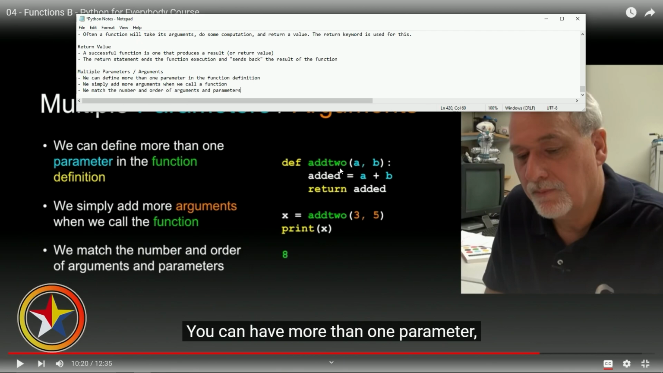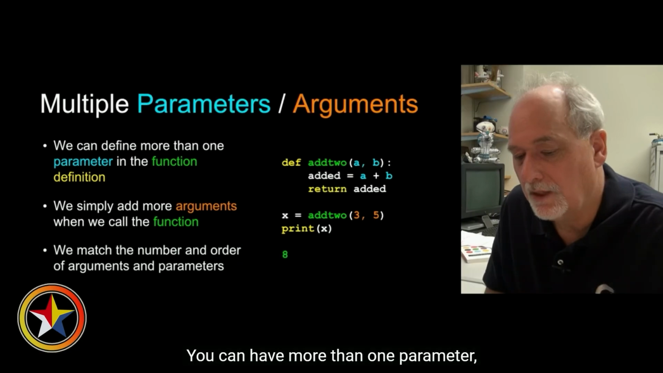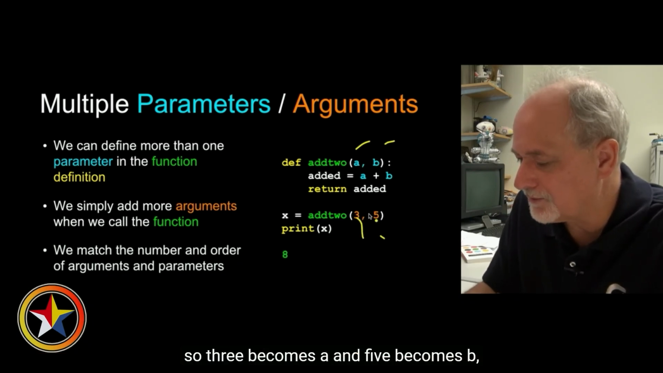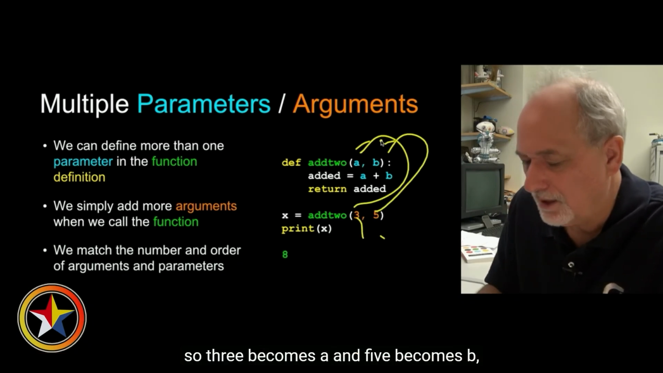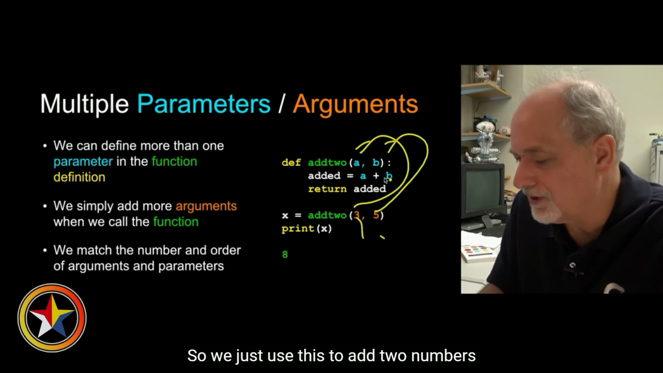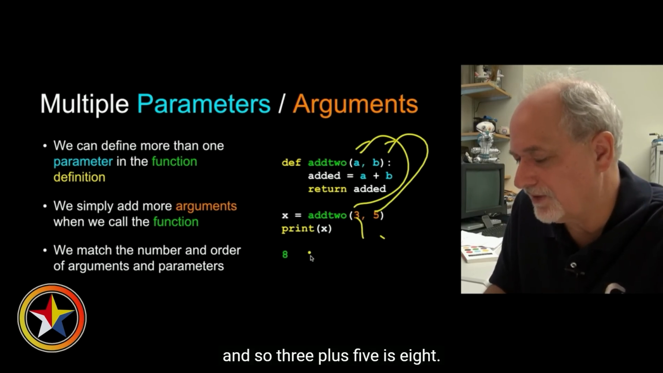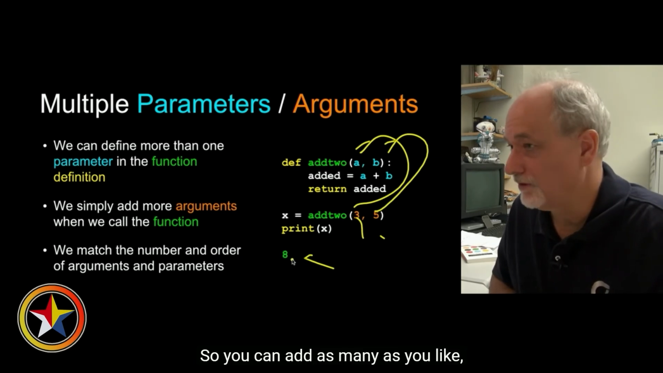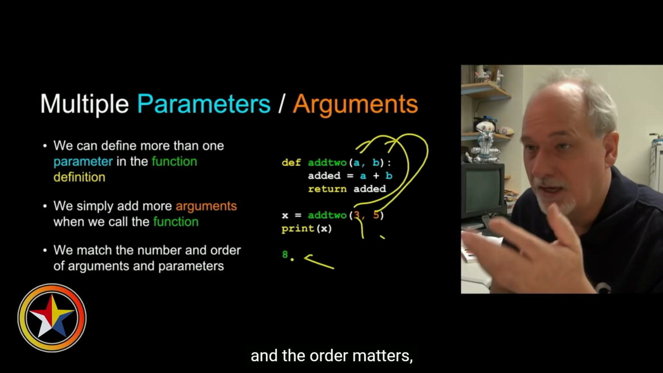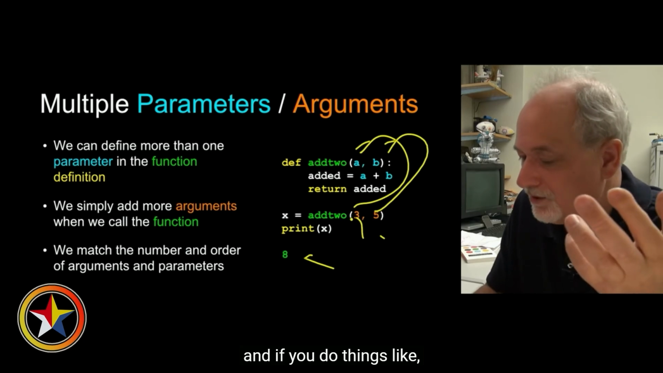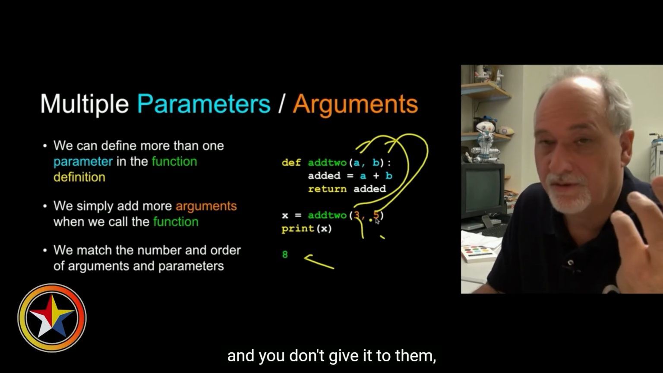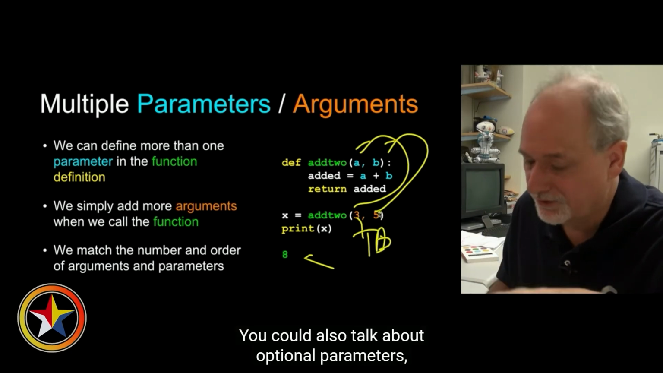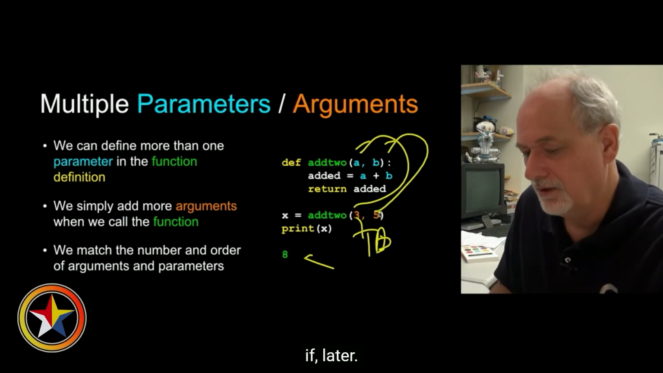Number and order. Well, let's have him tell us what that means. They're just in order. The first one and the second one, 3 and 5. So 3 becomes A and 5 becomes B, and away we go. We just use this to add two numbers, and 3 plus 5 is 8. So you get as many as you like, and the order matters. If you tell it you want parameters and you don't give them to it, that'll become a traceback and it'll blow up. Why does the order matter? We'll talk about optional parameters later.